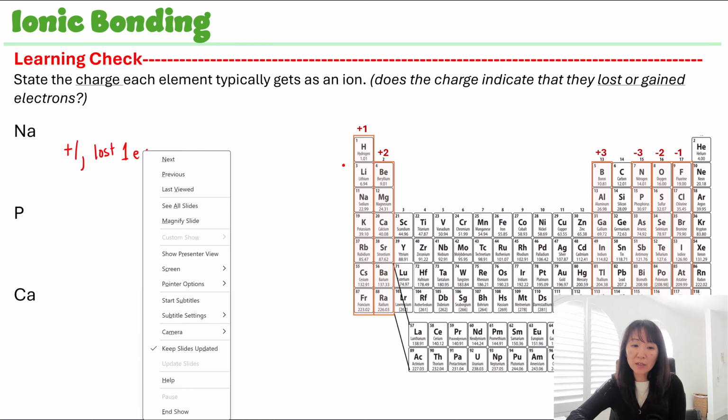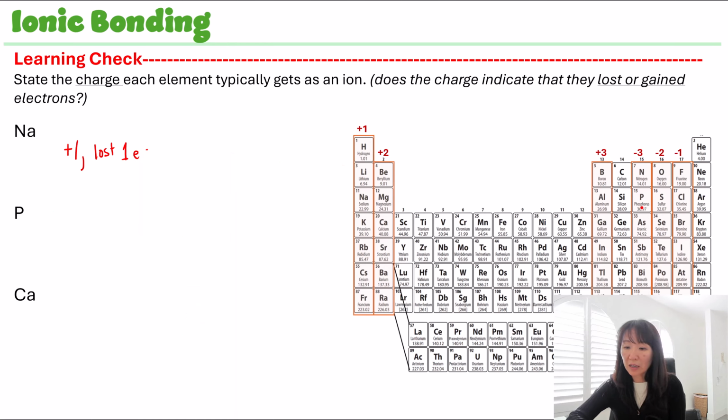Let's look at phosphorus. Phosphorus is located here, under the column where it has a negative 3 charge. That means it likes to gain 3 electrons so that it will have a totality of 8 electrons around the valence shell. Calcium, +2, is located here. They have lost 2 electrons in order to fulfill the octet.